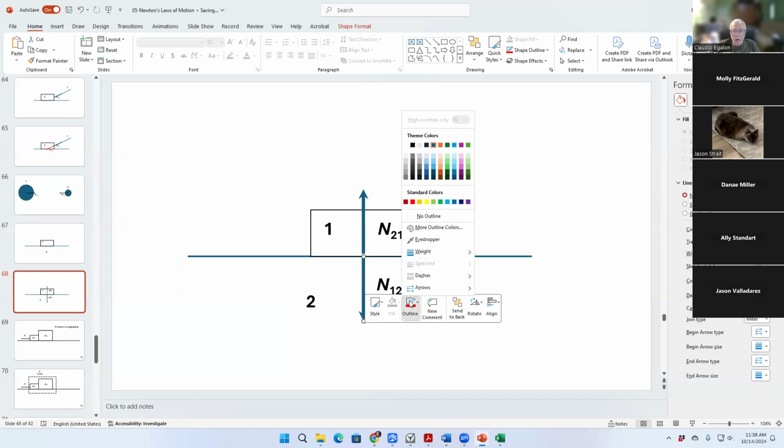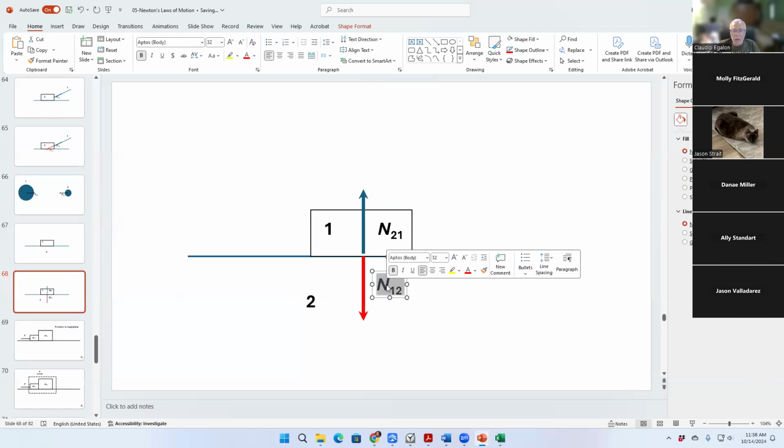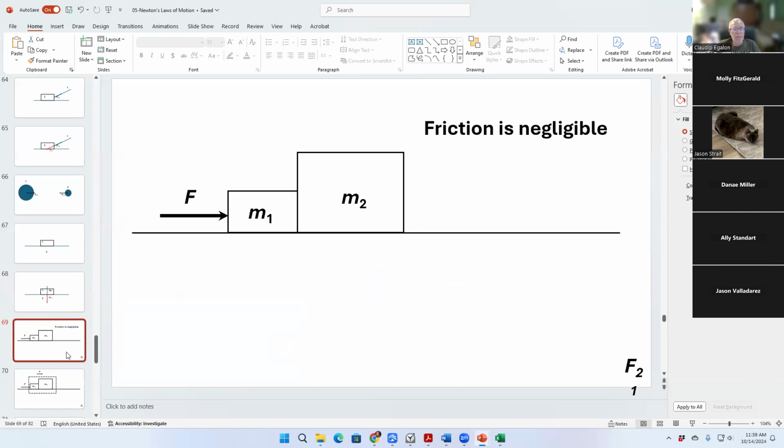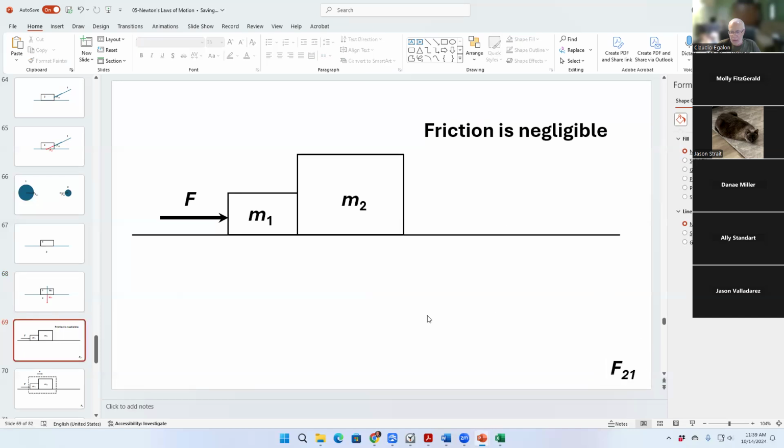Let's put that in a different color. And so on. There are many other examples in which something like that happens. And the best example is this one here of the 2 blocks. 2 blocks touching each other. Friction is negligible. I love this problem here. And we have this force here applied on the side of mass number 1. Okay, let's do that as an example.